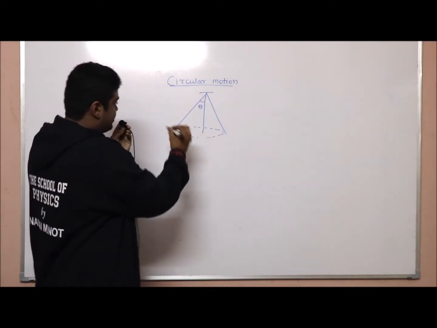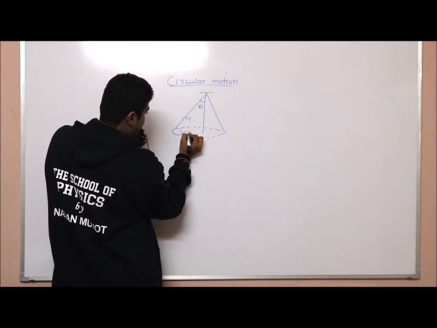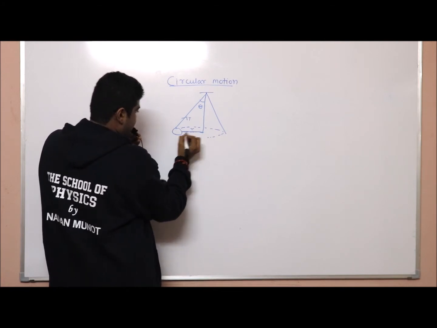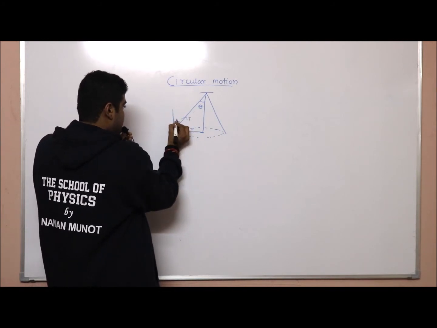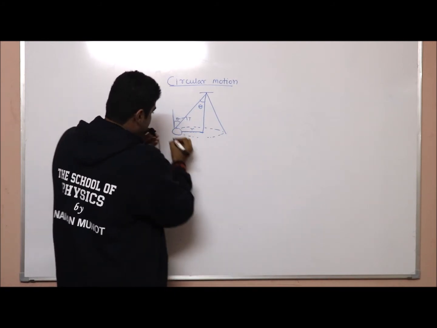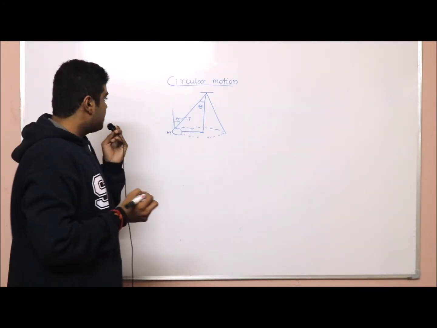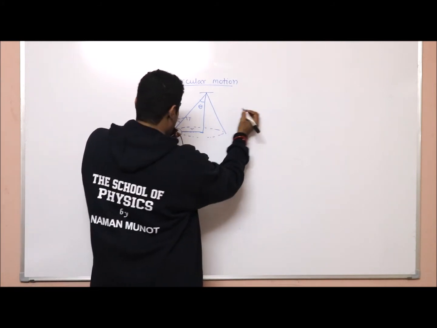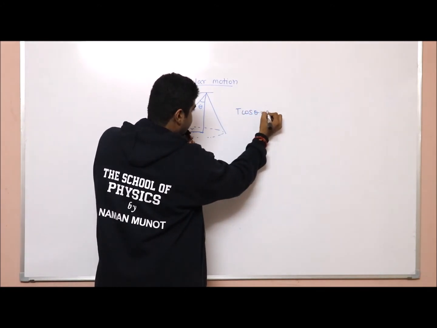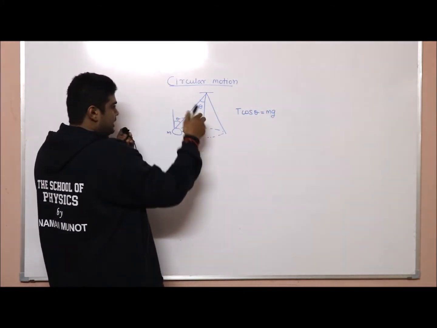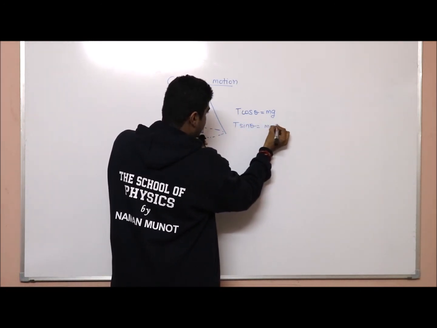Since this is a string, there will be a tension force. Suppose we say this radius is radius r, this angle is angle theta, and the mass of this bob is mass m. So we can write two equations here. One is T cos theta is equal to mg. Another equation is T sin theta is providing the centripetal force, which is m omega square r.